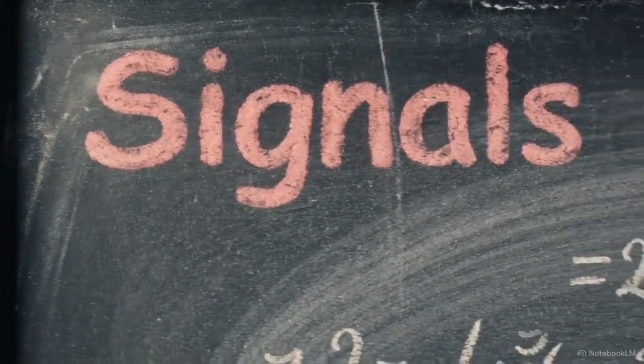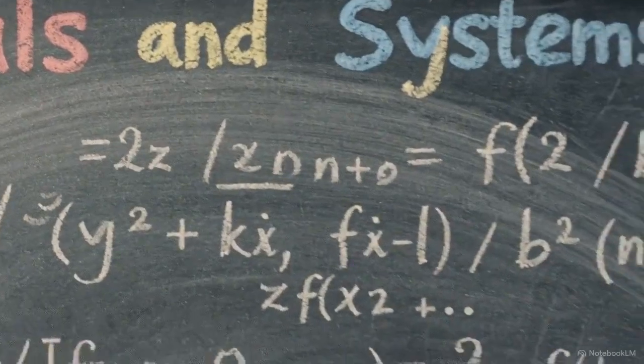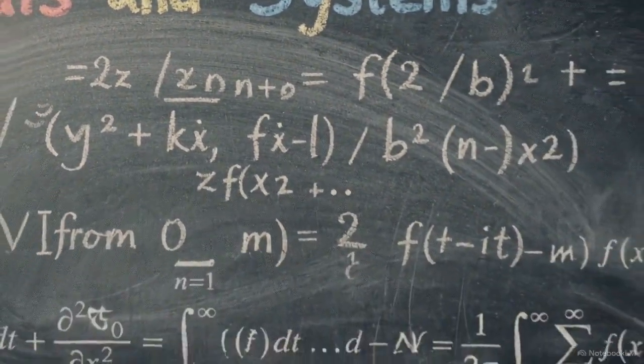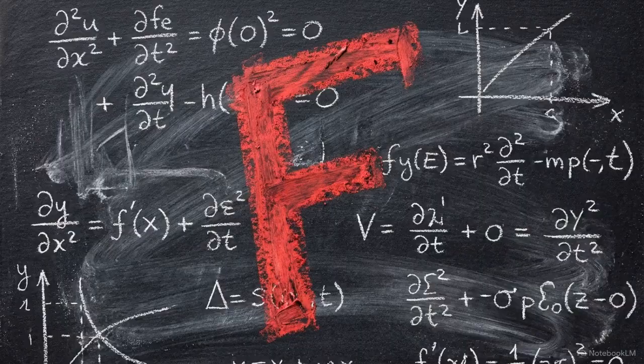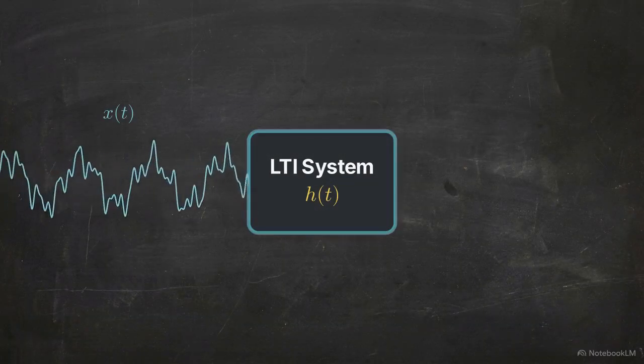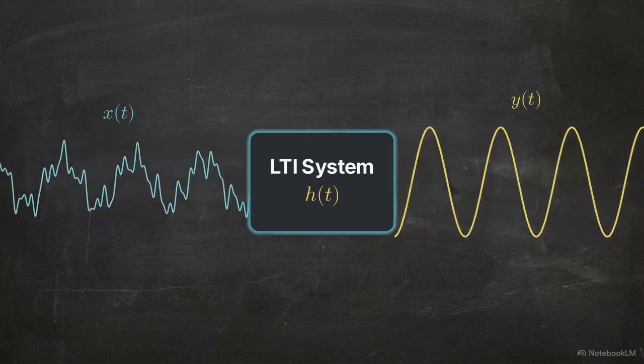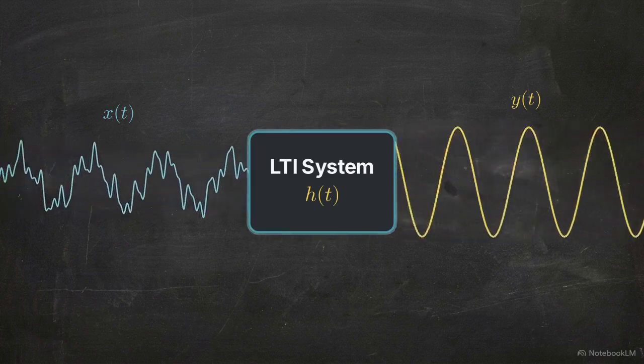Look at a standard university syllabus for signals and systems, and you will see a dense wall of partial differential equations and infinite series. Relying entirely on brute force algebra is exactly why this class has one of the highest failure rates in engineering. The entire discipline exists to solve one specific problem, predicting exactly how a linear time invariant, or LTI, system will alter a signal passing through it.